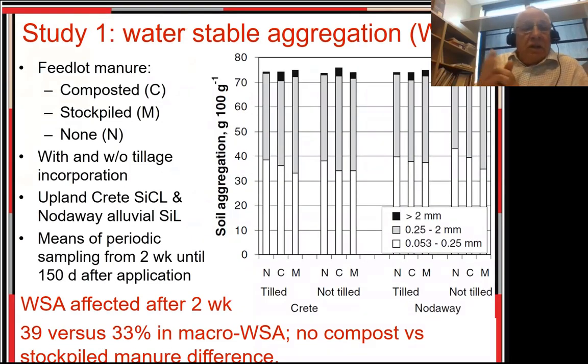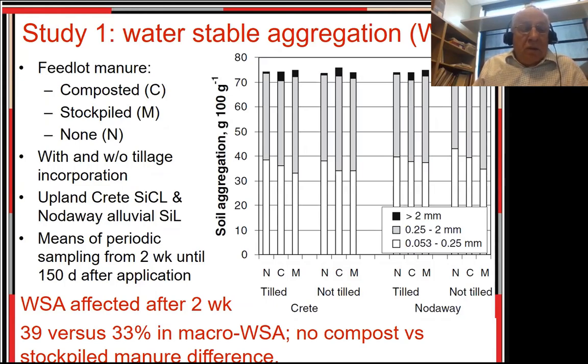So one study on aggregation that we'll look at is where we had treatments with composted feedlot manure, stockpiled feedlot manure, and no manure applied. And these on the x-axis of the figures are designated as C for compost, N for none, and M for stockpiled manure. We had this with tillage and no tillage, tillage for incorporation and no-till. And we did it with Crete upland soil, which is silty clay loam, and Nodaway bottomland soil, alluvial silt loam, but both prime agricultural land. We collected samples periodically starting 2 weeks after application and continuing for 150 days.